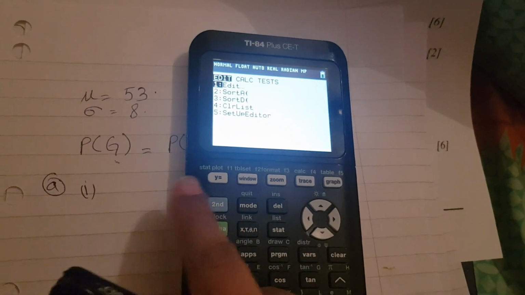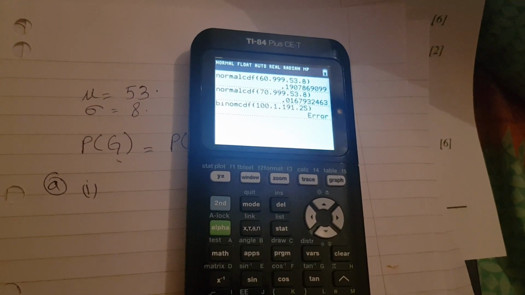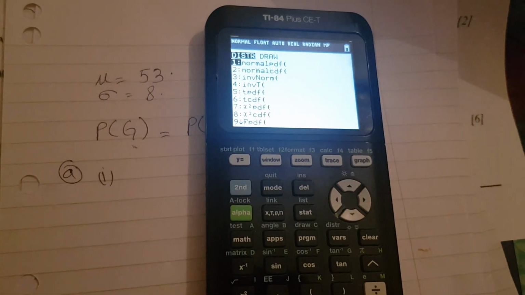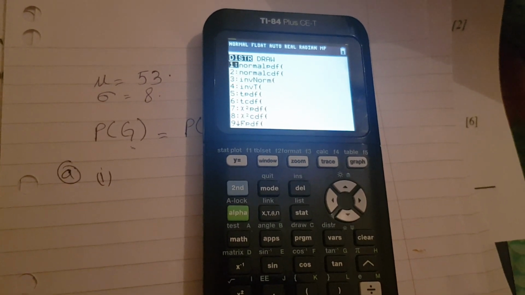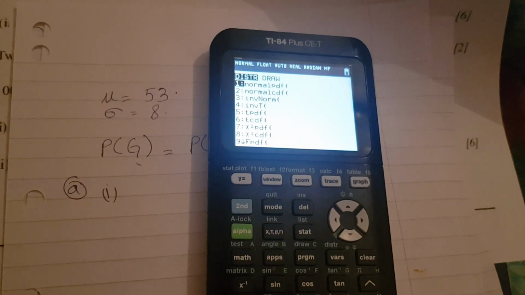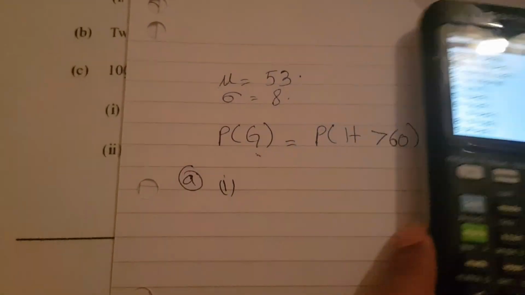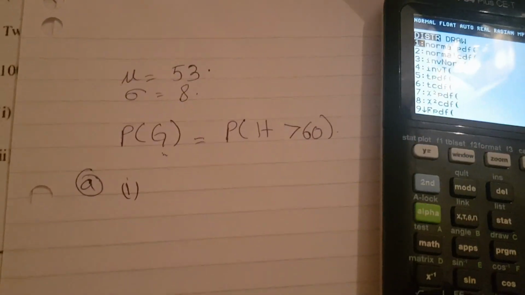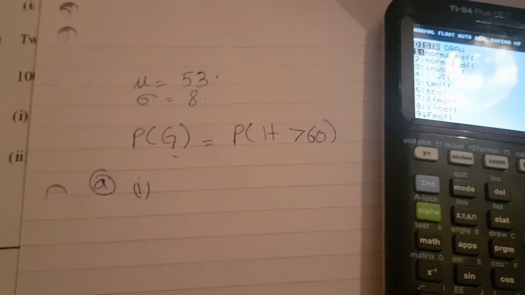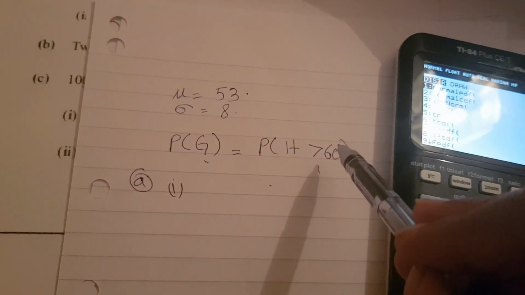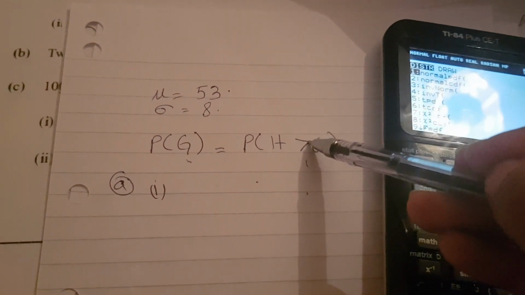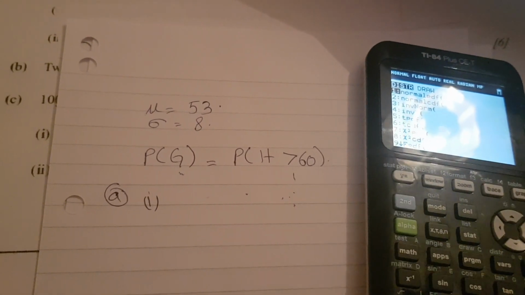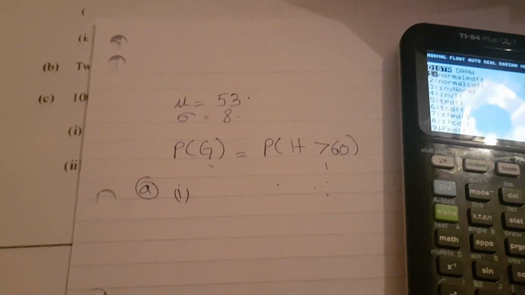Go to the distributions. It's over here. I'll go to the distribution and I'll use the normal CDF. And why am I using normal CDF? See the question. Normal because it was given that it's a normal distribution. Why CDF? Whenever you have a sign of greater than or less than, or greater than equals to, or less than equals to, you always use CDF. So basically, normal CDF is used when you have two limits with you.